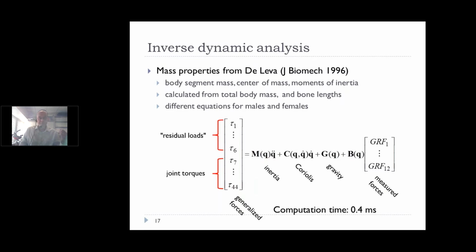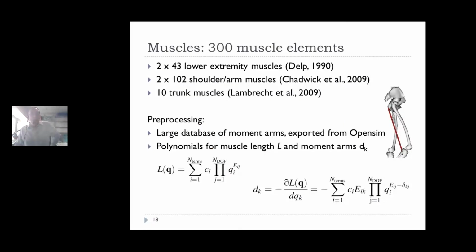So now we have our joint moments. The next step is the muscle analysis. So in the full body model we have 300 muscle elements, and they come from various sources. The lower extremity muscle models come from Delp's work that was published in 1990, and there are 43 in each leg. Then there are 102 shoulder and arm muscles, and that comes from a paper published by Chadwick in 2009. And then the trunk muscles come from work from Lambrecht.